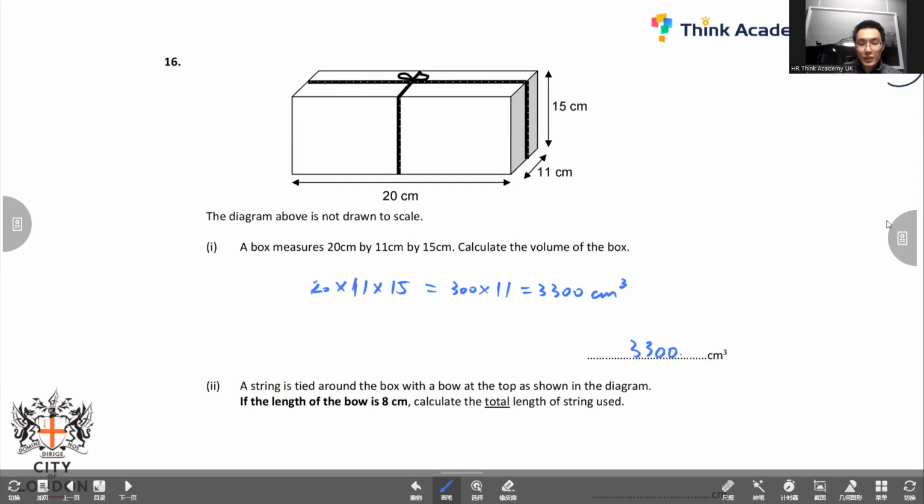Then question number 2, a string is tied around the box with the bow at the top. The bow at the top is this one over here. If the length of the bow is 8 centimeters, so if you untie this bow and then stretch it, the total length will be 8 centimeters.